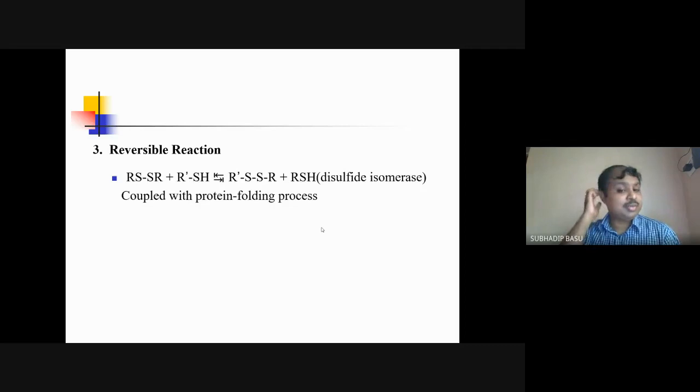Then there are some reversible reactions, like disulfide isomers coupled with protein folding processes, so they can form this and they can also reverse this. This kind of reversible reaction is also possible, where the enzyme with the protein forms something and then again reverses back to the original state. Okay, these are called disulfide isomers.